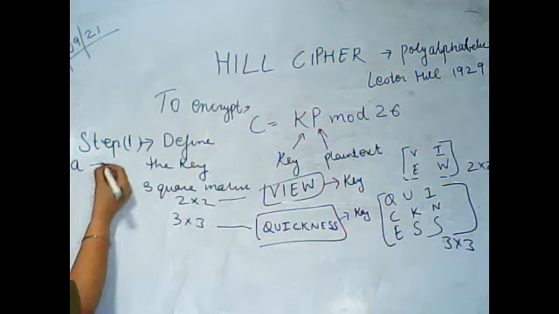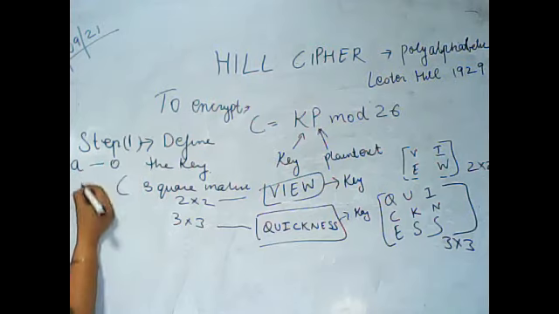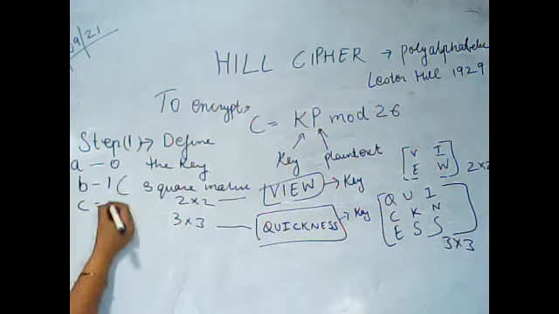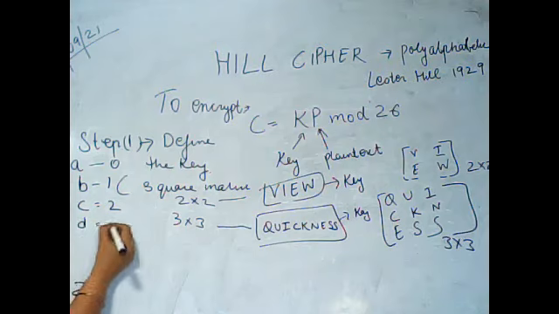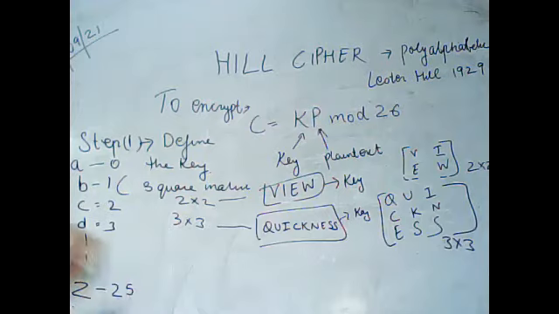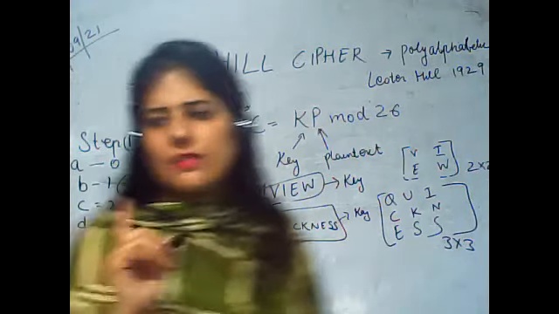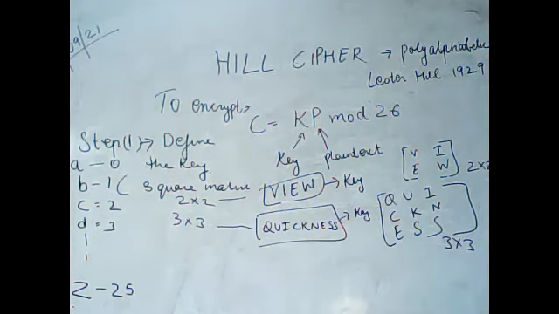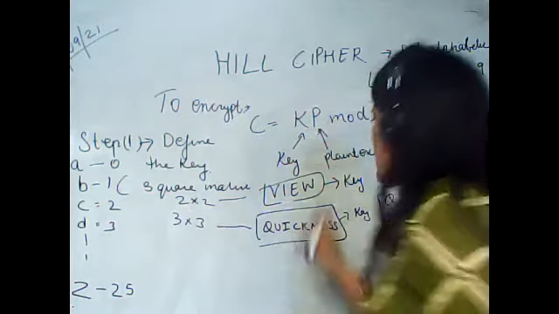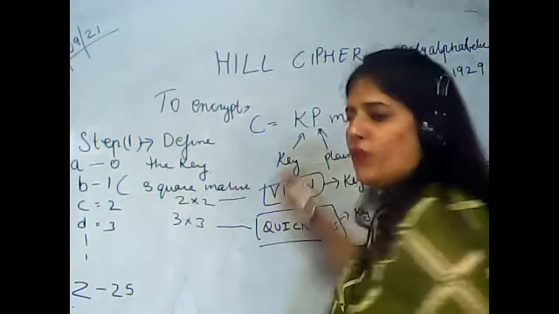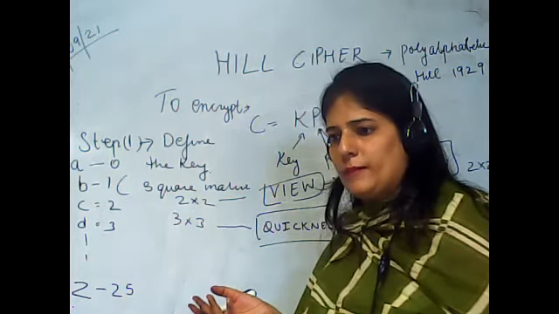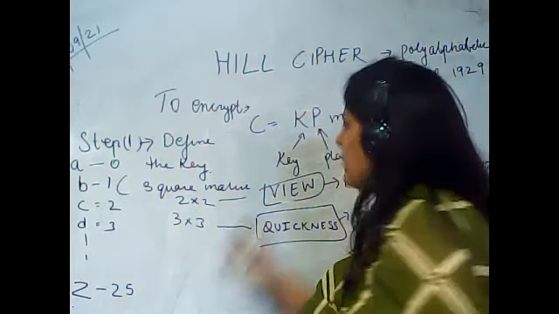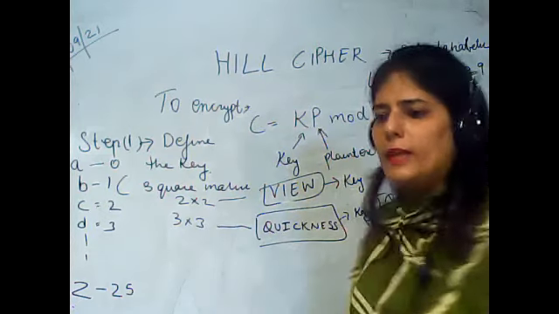We define A as 0, B as 1, C as 2, D as 3, and so on till Z. So what will be the value of Z? That is 25. Keep all these numeric values of the alphabets in your mind, because in future we will be including all those alphabets by their numerical value.